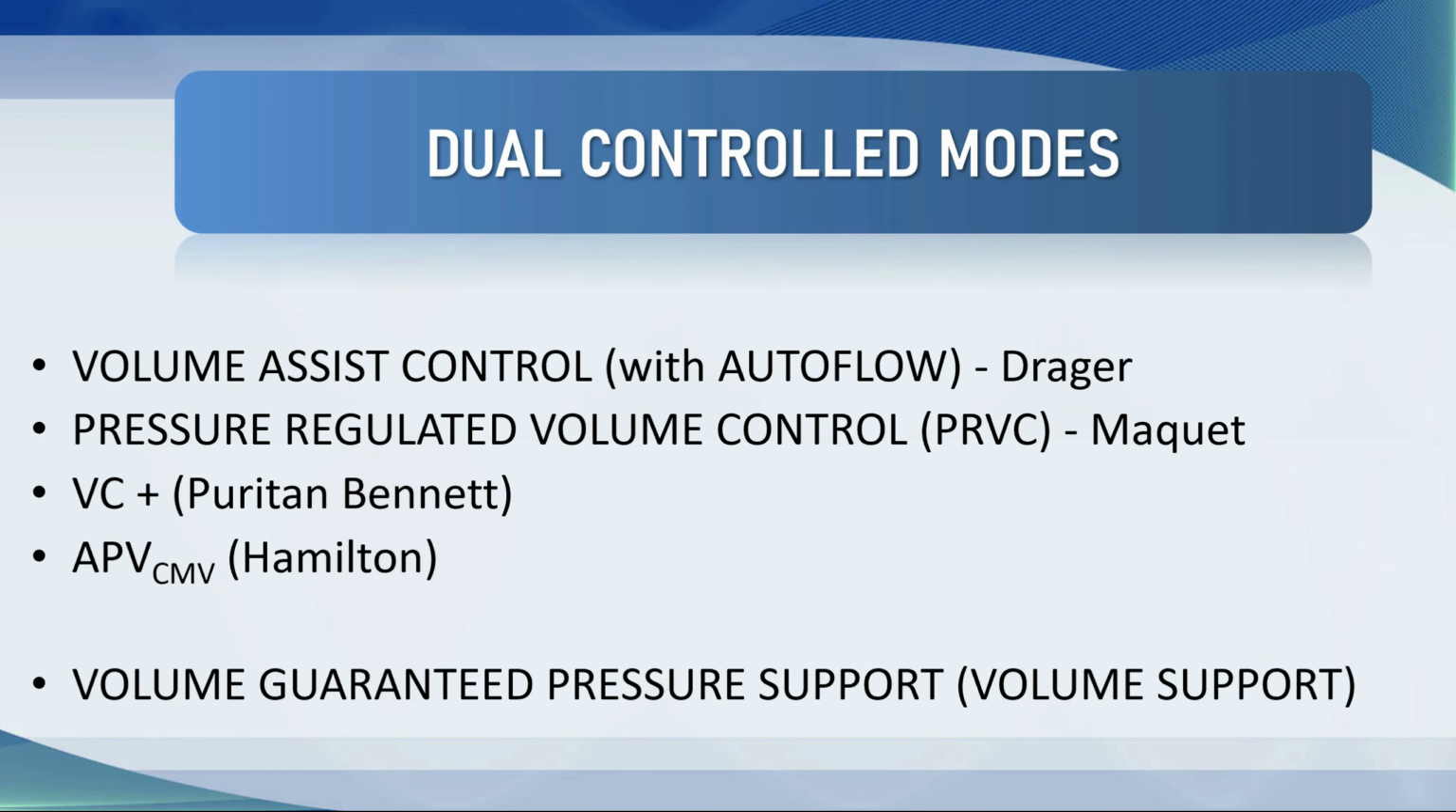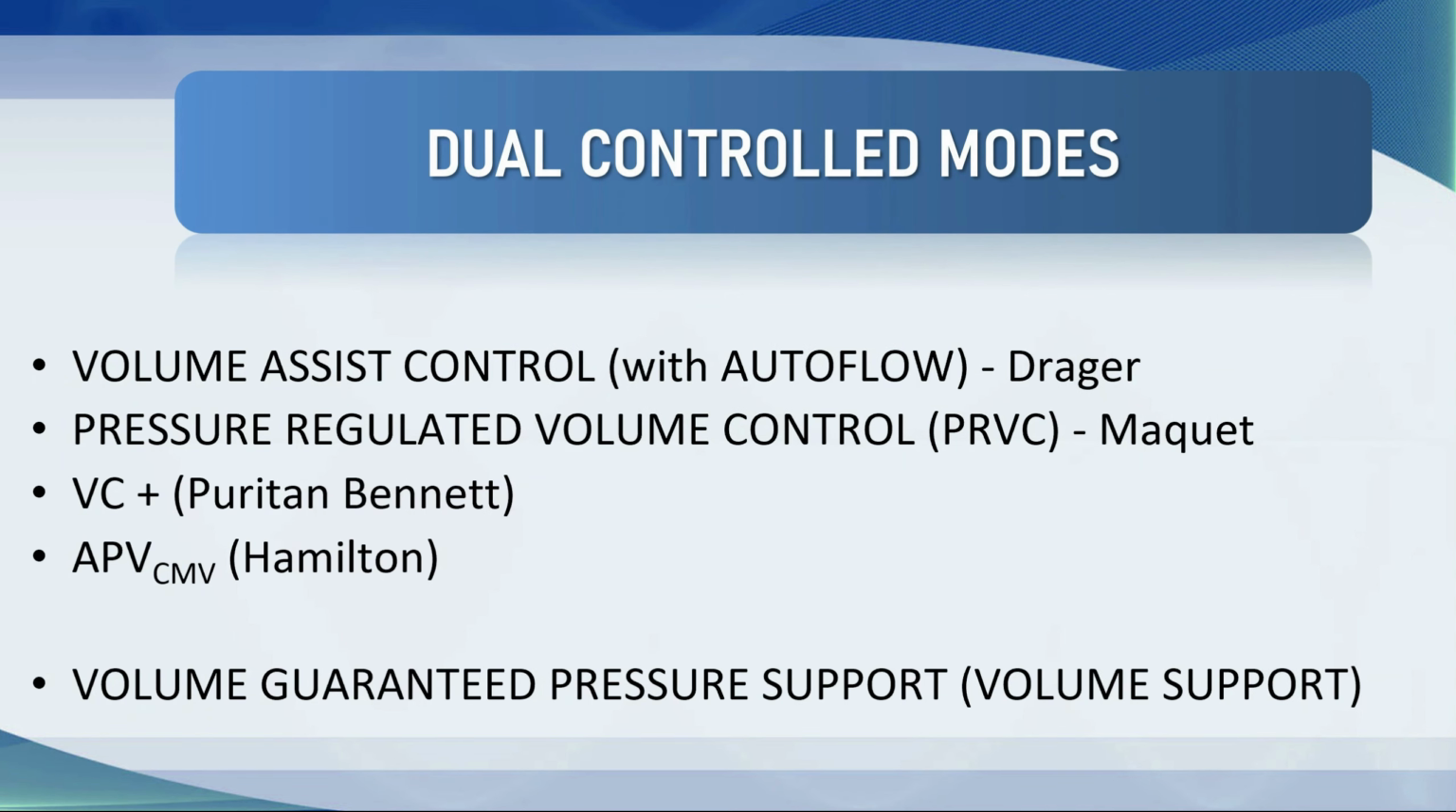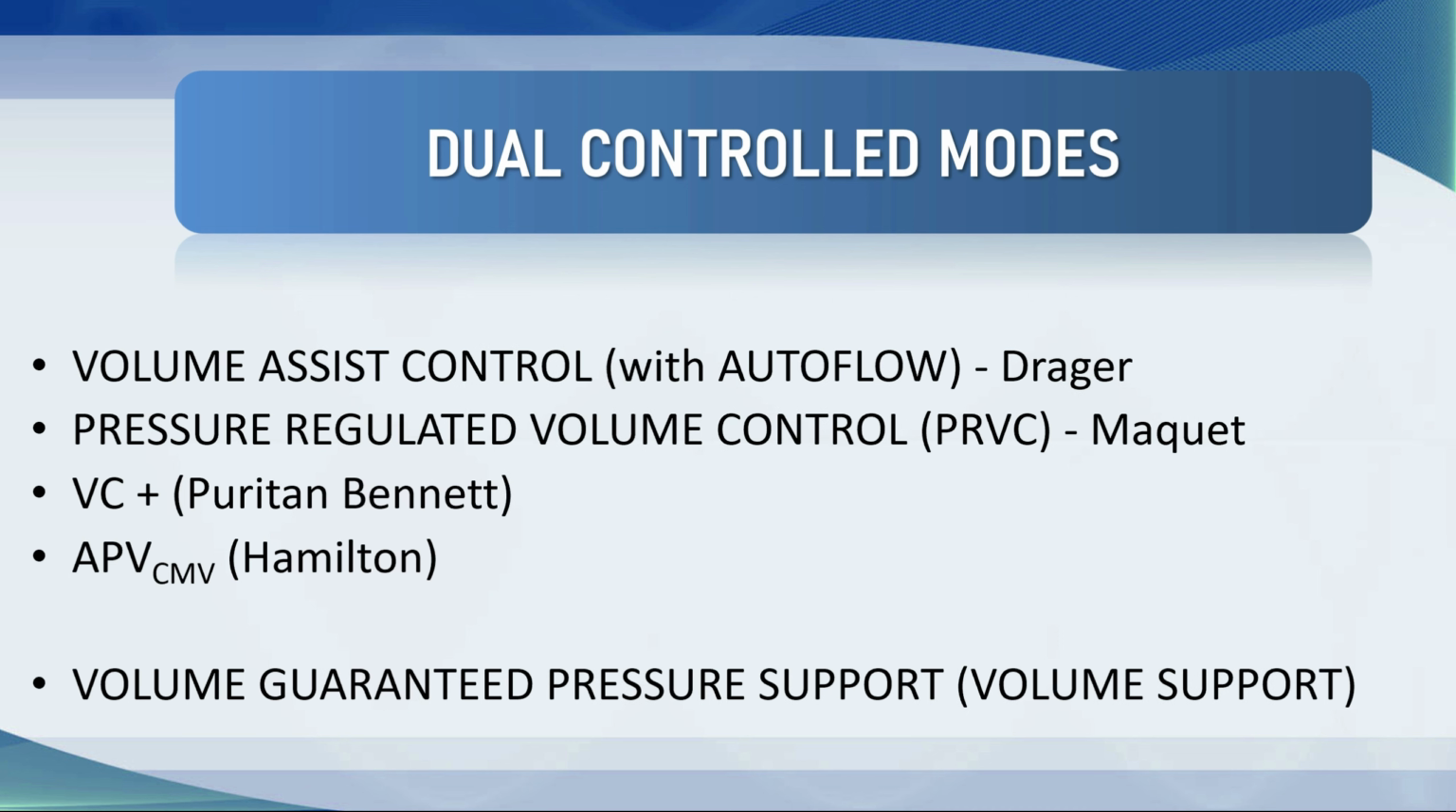On different ventilators, there are different names for this mode. It's known as volume assist control with autoflow on the Draeger. It's known as pressure regulated volume control, PRVC, on the Maquet Servo ventilators. It's known as VC Plus on Puritan Bennett ventilators and APV-CMV on Hamilton ventilators. There's also a version of this called volume support, which is volume guaranteed pressure support on a number of the different machines.